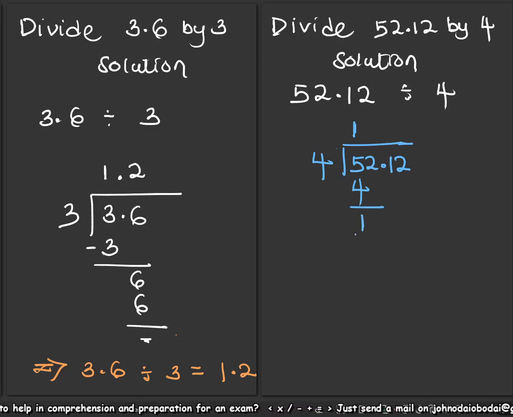Now, down with the first digit. Go to the next digit. We bring it down here so that we have 12. 4 divides 12 how many times? 3 times.